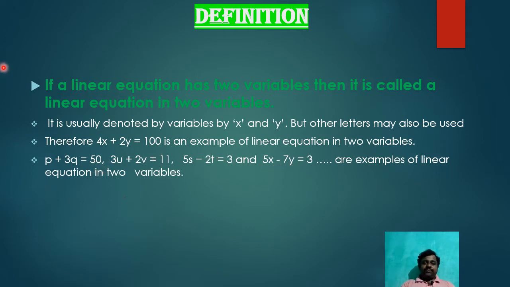All these, p plus 3q is equal to 50, 3u plus 2v is equal to 11, 5s minus 2t is equal to 3, and 5x minus 7y is equal to 3, and so on, are examples of linear equations in two variables.